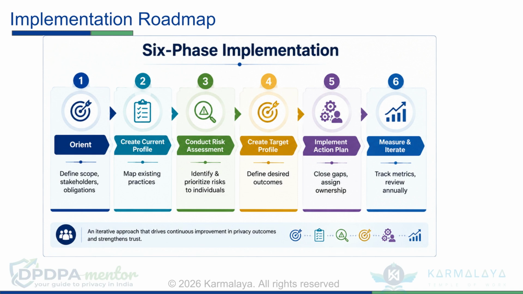Phase 1, orient. Identify what's in scope: systems, data flows, business units. Document applicable legal obligations, GDPR, DPDP, etc., and internal and external stakeholders.